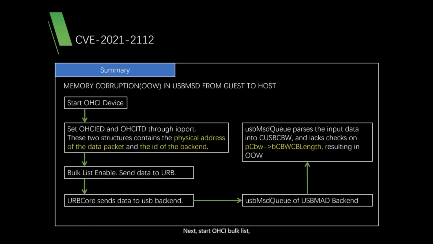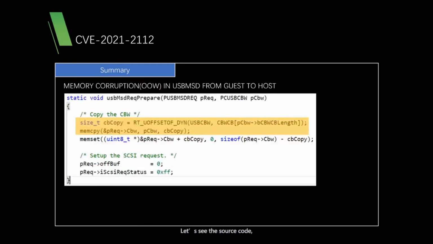Next, start OHCI block list. The controller will read the USB data from the previous physical address. Then OHCI sends the data to URB call. URB call marshals the data and calls the quick function of MSD by the backend ID, and sends the marshaled data to it. Finally, when parsing the USB data in the MSD quick function, the length was not checked, resulting in OOW. Let's see the source code.